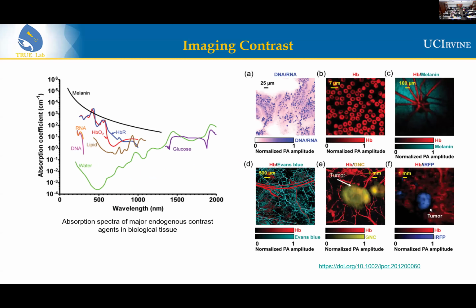So again, for the microscopy, this review paper actually gave us a good idea of what we can imagine. If you look at panel A, that is DNA and RNA imaging. Let me ask, if I'm talking about using photoacoustic microscopy for DNA and RNA imaging, what is the wavelength? You can guess what wavelength they're using in this imaging.